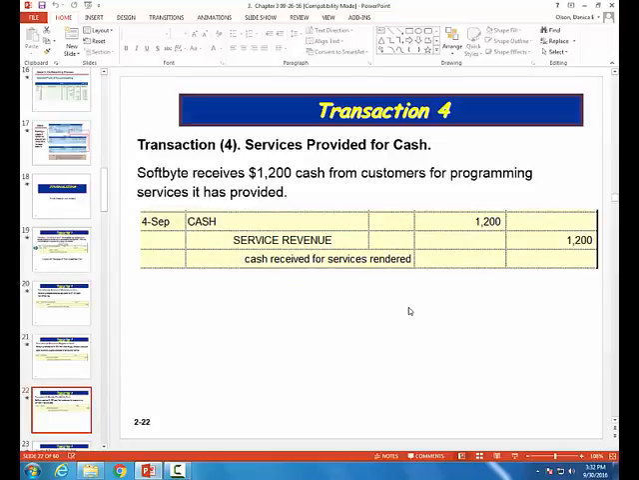Transaction 4. We provide services to customers for cash. Our date is September 4th. The company received cash. Cash increases with a debit of $1,200. Why did we get the cash? For performing a service. Service revenue increases. To increase the revenue, we do a credit. Our description is cash received for services rendered.